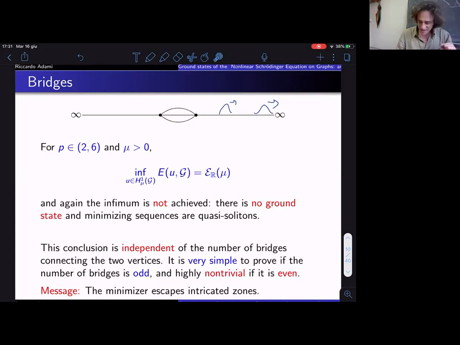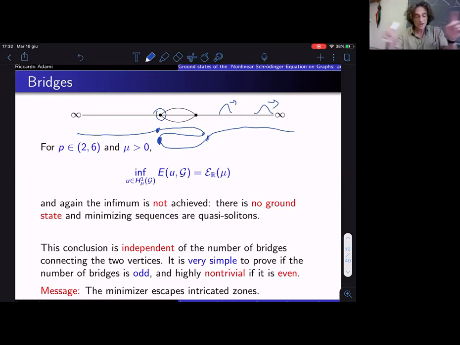But curiously, it is very simple to prove this result if the number of bridges is odd. Why? Because here we have the three bridge. You can consider this bridge as a line. You can unfold it into a line. And so you have a function on the line, but with a constraint which says that in this point and in this point, the value of the function must be the same because it is the same vertex, and also in this point and this point.